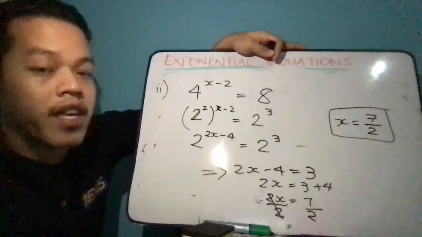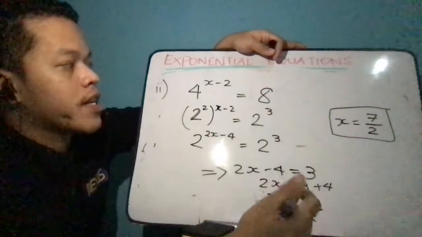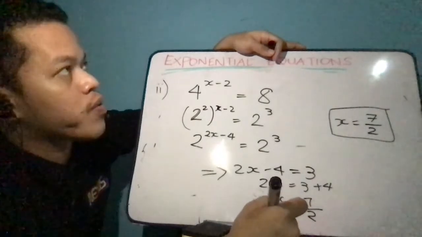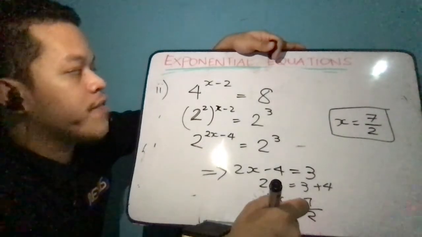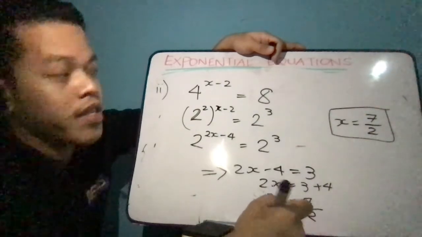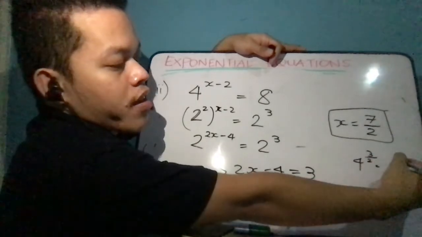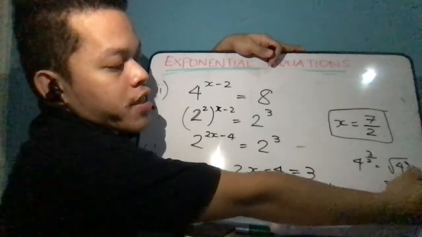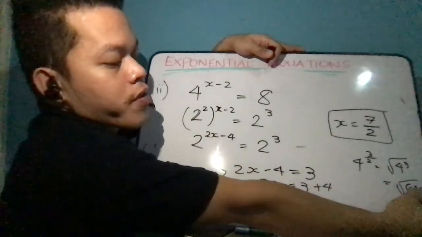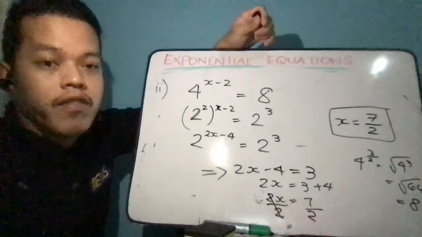So let's try to check if this will give us the correct answer. 7/2 minus 2 is equal to 3/2, and 4 to the 3/2 means the square root of 4 cubed, and 4 cubed is 64, so the square root of 64 is equal to 8. So we got the value of x correctly.